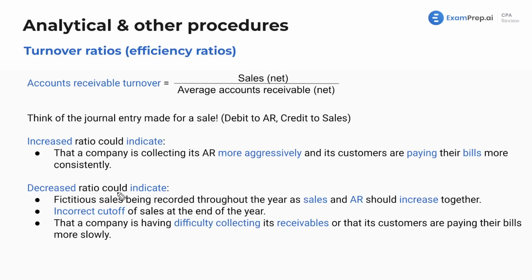Now, a decreased ratio would mean that sales are going down, or maybe sales are staying the same and the average accounts receivable are going up. That could mean fictitious sales being recorded throughout the year, as sales and AR should increase together. You could read into this and potentially look for any issues. There could be an incorrect cutoff of sales at the end of the year because sales should go up consistent to AR. So if there is any variance, like we've talked about many times, discover the variance, understand what's going on, ask management, and then corroborate management's explanation.